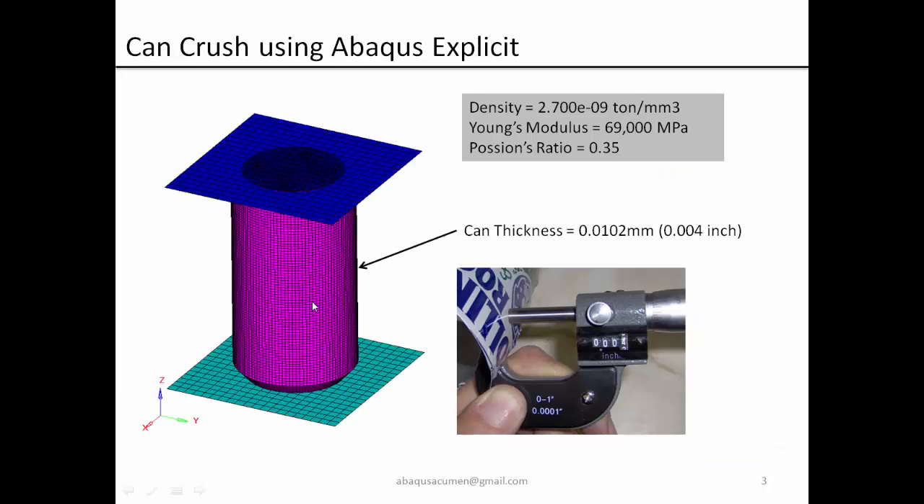Typically these cans are aluminum cans, and since we are more interested in the buckling behavior of this can, right now we are restricting ourselves to only a linear elastic metal property. But in case we have post yield metal information, it is better to put it in the model. Right now we are going to use a linear elastic metal model, and these cans have a thickness of 0.004 inch, which is what is available in the current market. That corresponds to 0.0102 millimeter.